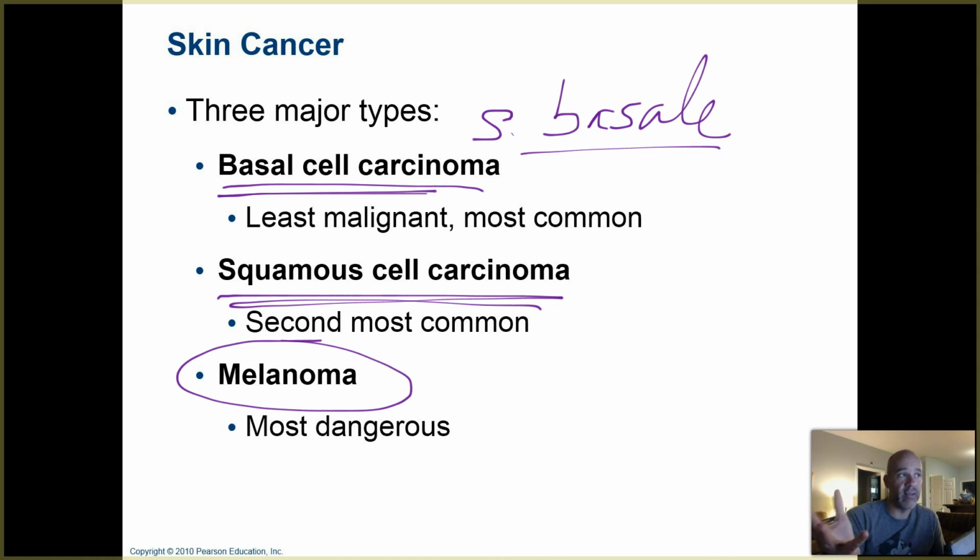It's the most common. Least malignant means it's not as good at spreading elsewhere in the body as the other two types. Squamous cell carcinoma, all right, where do you have squamous cells? Remember those keratinocytes in the stratum spinosum? When they mutate and start to divide over and over again in an out of control manner and take on the ability to spread, then you have a squamous cell carcinoma.